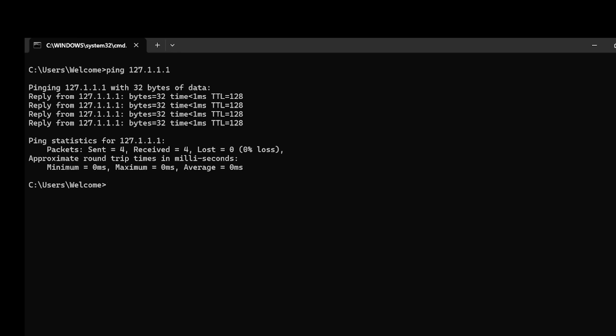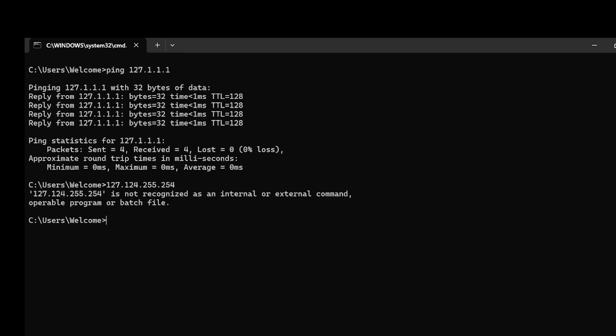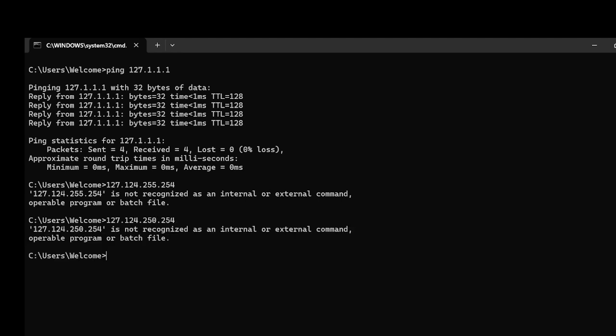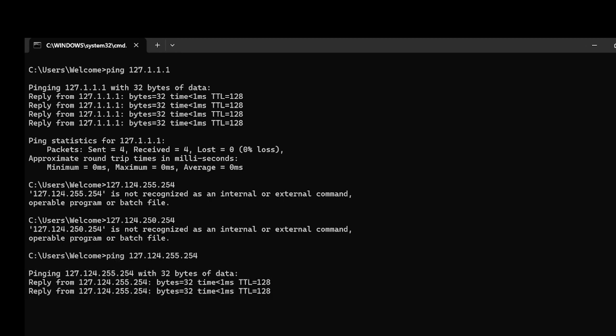How to check? Ping 127.1.1.1, or you can put any number. You begin with 127 and then any number, but the number will vary between 1 to 254 or 255. Let me check 255. 127.124.255.254, hit enter. See, 255 should not be usable because it is a loopback adapter. If you put 250, it should work. Sorry, I think I have not added ping. Ping, see, 255 is also working here.